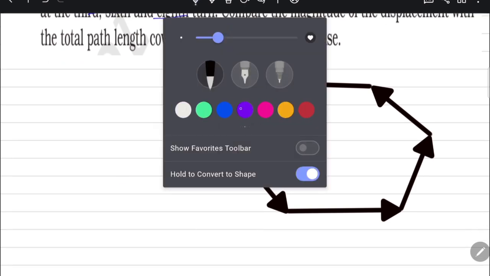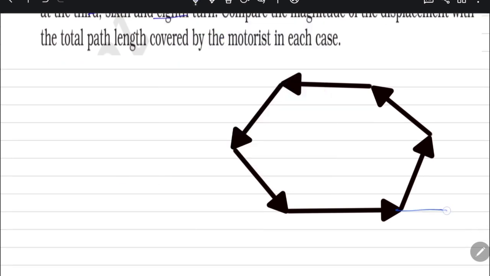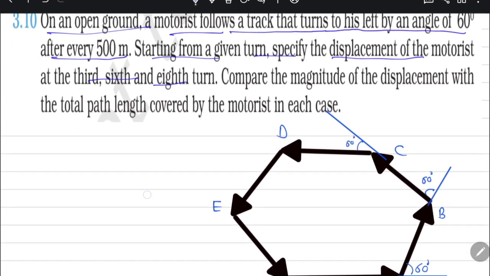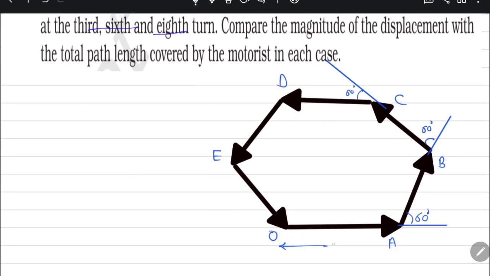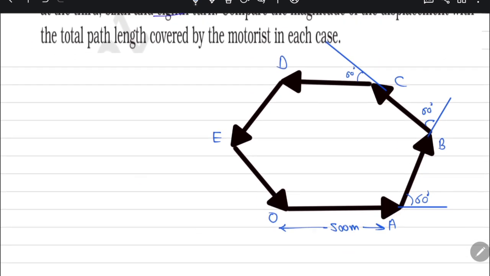You understand? So I make the diagram, now I explain this. It is like this situation, they are making a 60-degree turn every time, right? I keep the names: this is O, A, B, C, D, E. So first we have to find, and they are saying that each side is 500 meters, right?